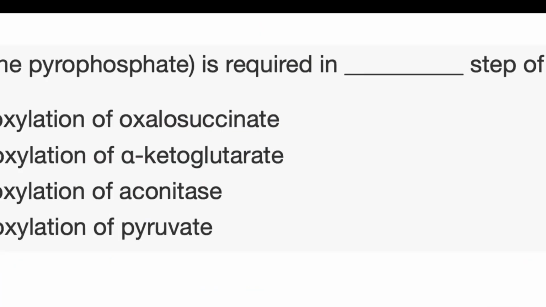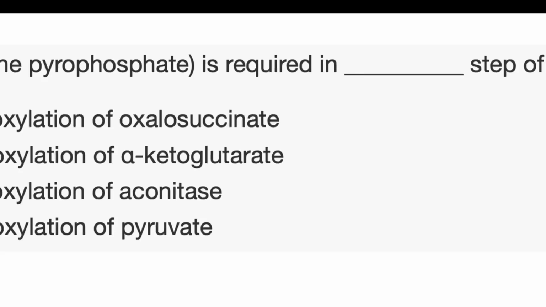Question number 5. TPP, thiamine pyrophosphate, is required in dash step of Krebs cycle. Okay, so this series will follow some of these questions from the Krebs cycle, which I just showed in the previous slide. So I think it would not be a difficult question to answer. TPP, if you remember, thiamine pyrophosphate, is required in dash step of Krebs cycle.